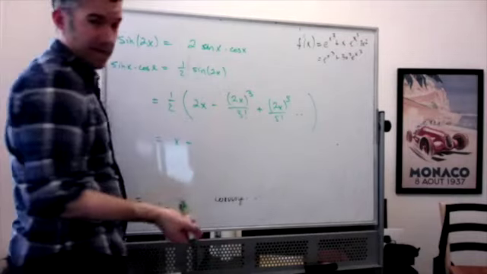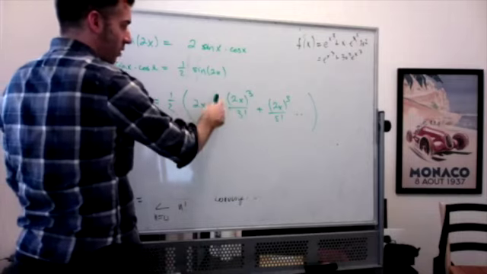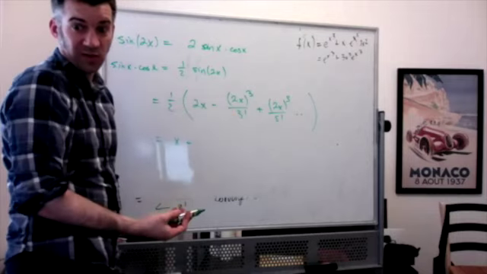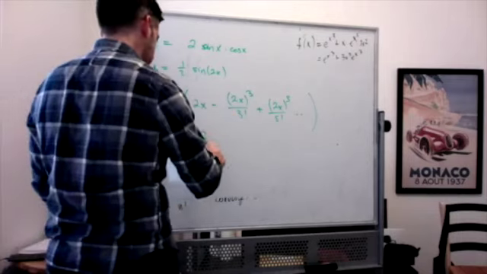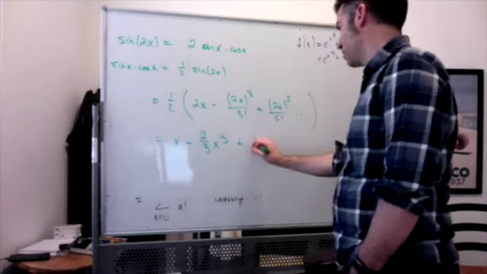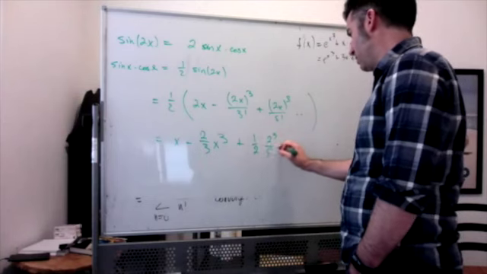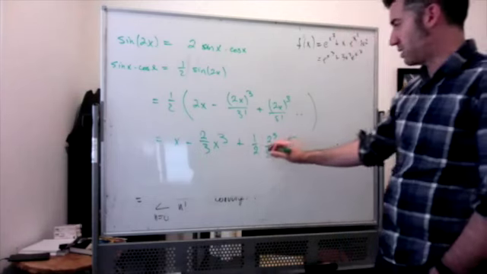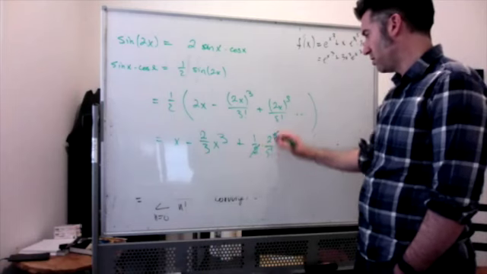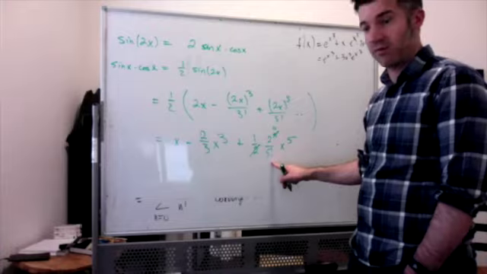2 cubed is 8. 8 times 1/2 is 4. 4 over 3 factorial is 4 over 6, which is 2/3. And let's just multiply this last one out. Plus 1/2 times 2 to the 5th over 5 factorial times x to the 5th. Cancel a 2 here and a 2 here. That's 16 over 120, which does reduce to 2 over 15. Right? Right.